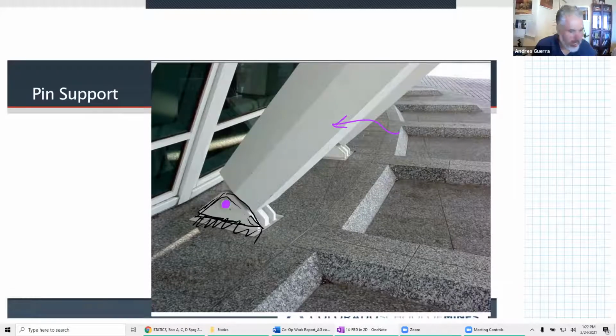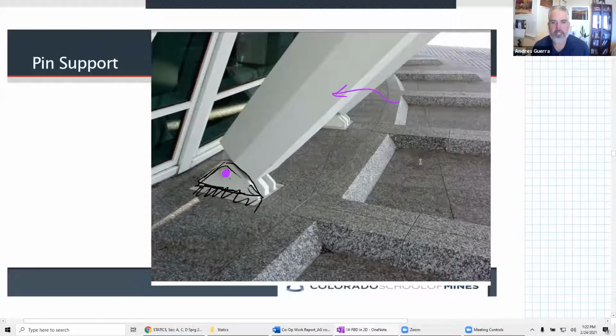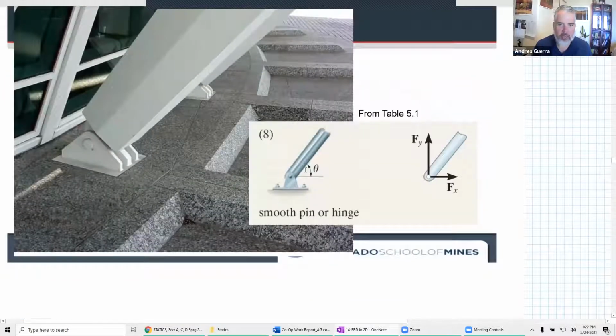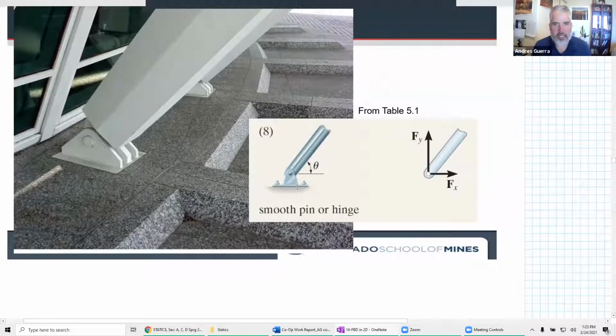So we ask, what does it prevent? It prevents translation in both the X and the Y direction, but it doesn't prevent rotation. Looking at Table 5.1, this is what it looks like in the book. It looks very similar: we have that triangle-shaped thing and a little mark that looks like a pin going through. They also call it a smooth pin or a hinge. It's the same thing. And look, they take the pin off.